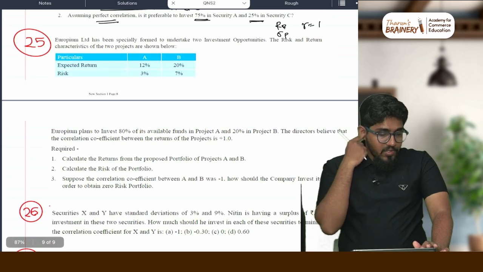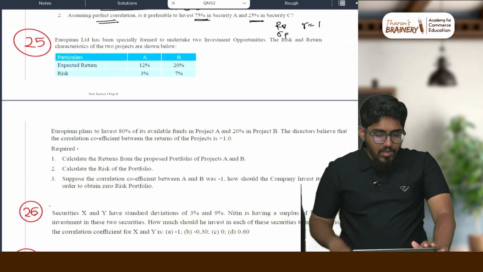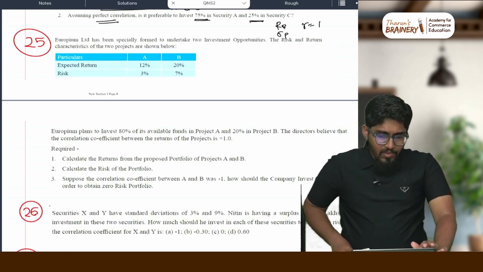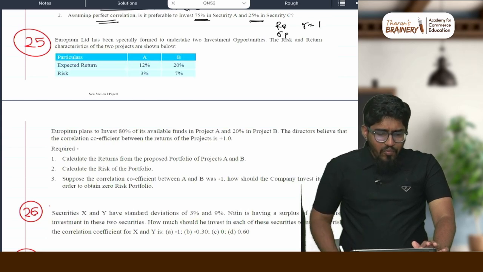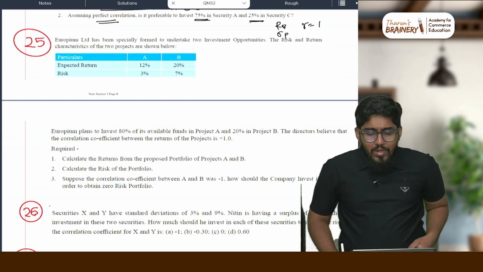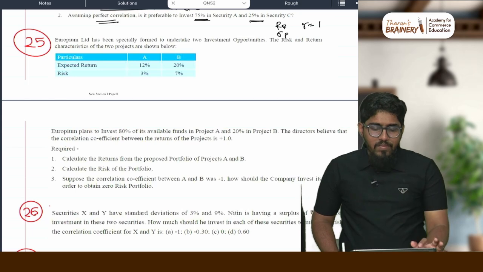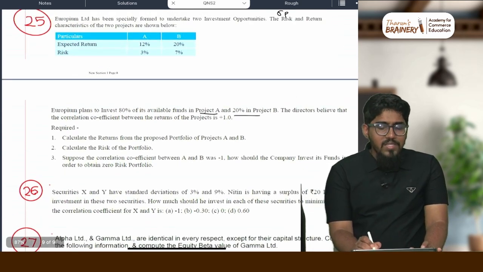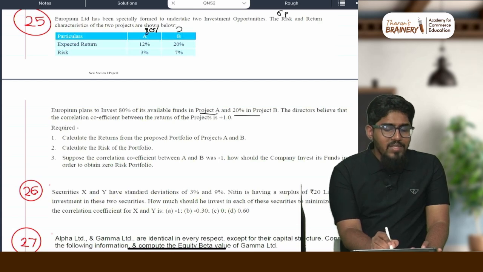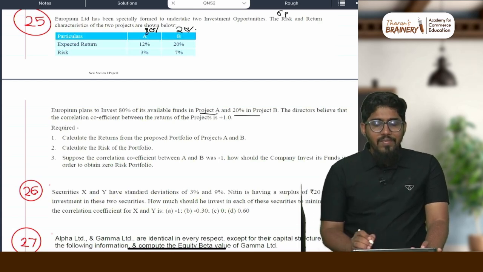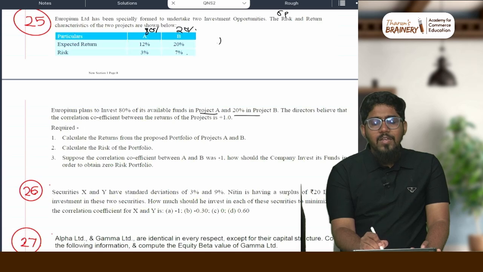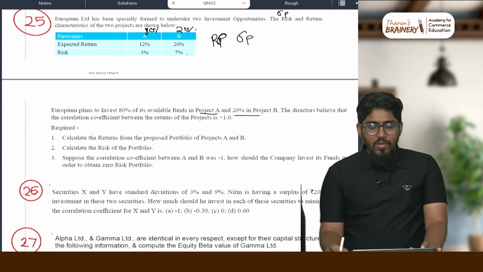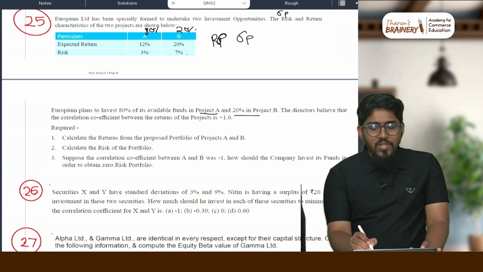Let us jump on to question number 25. Sir, Euphorium Limited has been specially formed to undertake two investment opportunities. The risk and return is given. Euphorium plans to invest 80% in project A and 20% in project B. So weight is given, expected risk given, expected return given. So you have to calculate the return from the portfolio and then risk from the portfolio. The directors believe that the correlation coefficient is also 1.